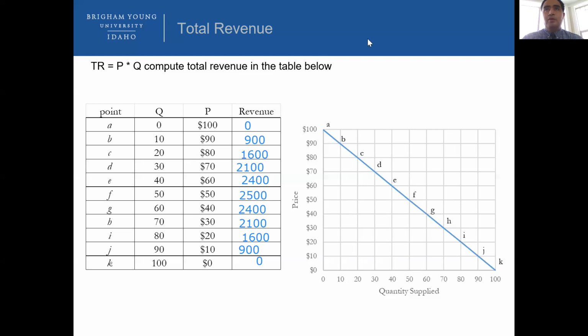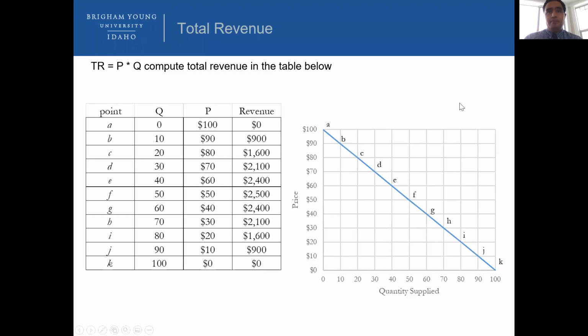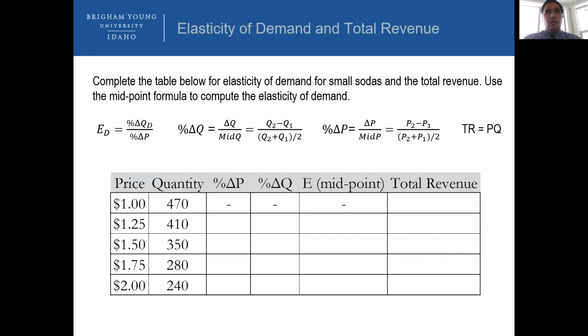Okay, I'll go ahead and go on to the next slide with this one. There's the values. Next one, complete the table below for elasticity of demand for small sodas and total revenue. Use a midpoint formula to compute the elasticity of demand. Okay, so let's go ahead and start working on these.